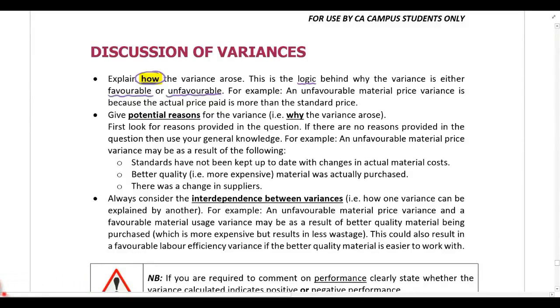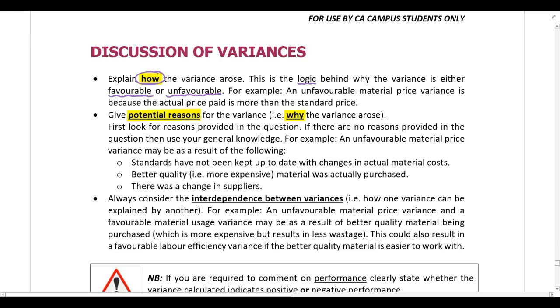Then after explaining how the variance arose, you need to discuss why the variance arose. So in other words, you need to give potential reasons for the variance. Now the reasons can either come from the information provided in the question or it's your general knowledge. So first, look at the information provided in the question, see if you can pull the reasons out from the information provided in the question. If there are no reasons provided in the question, then you are forced to use your general knowledge. So once again, I've included an example over here.